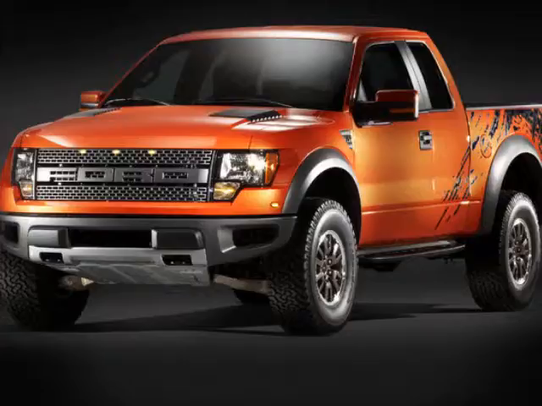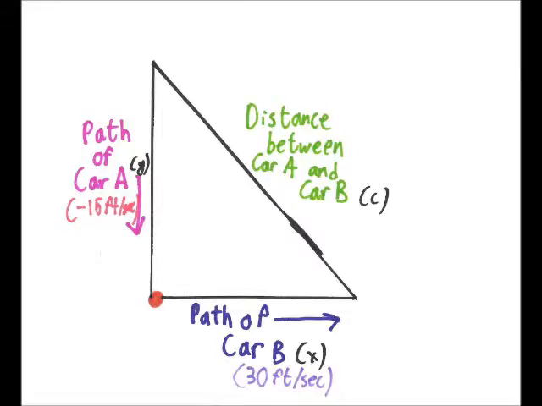First, let's draw a picture. Since the roads are perpendicular, they intersect and form a right angle. Car A is heading towards the stop sign, the origin, which means that its velocity, 15, is negative. Since car B is moving away from the stop sign, it must have a positive velocity, 30. Let's also draw in c, the distance between the two cars, so we know what we're looking at.